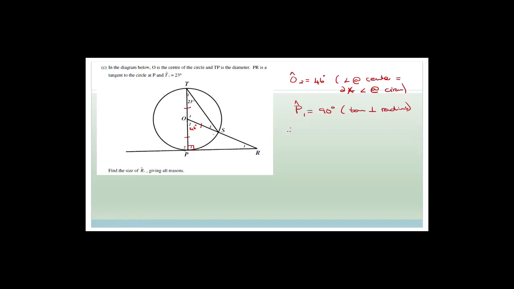And therefore, R1 is going to be 180 degrees minus 90 degrees plus 46 degrees. And that's just the angle sum of a triangle. Therefore, it's equal to 90 degrees minus 46 degrees, which is 47 degrees. There you go. So R1 is 47 degrees.